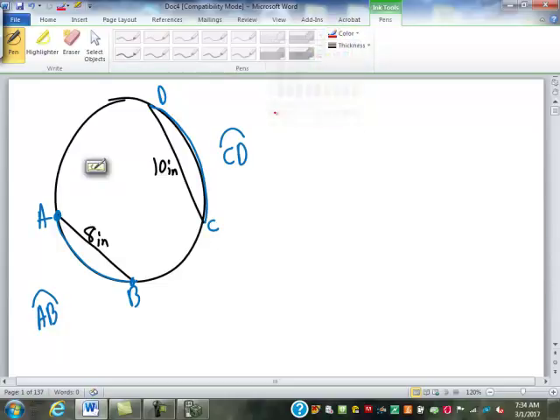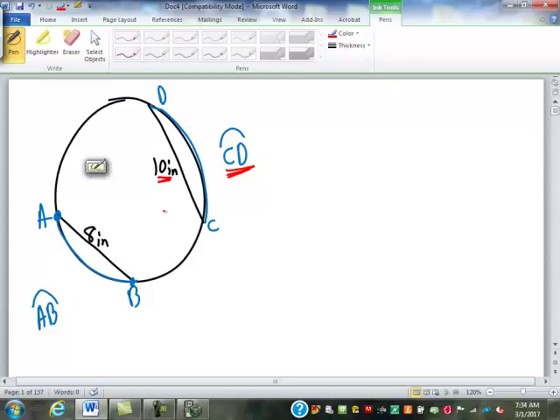Okay. Now, you're half right, but you fell into a common trap. CD is larger than AB because it has a larger chord. But is it really 25%? Is it proportional? And it's not. Because doubling the length of the chord does not necessarily double the length of the arc.